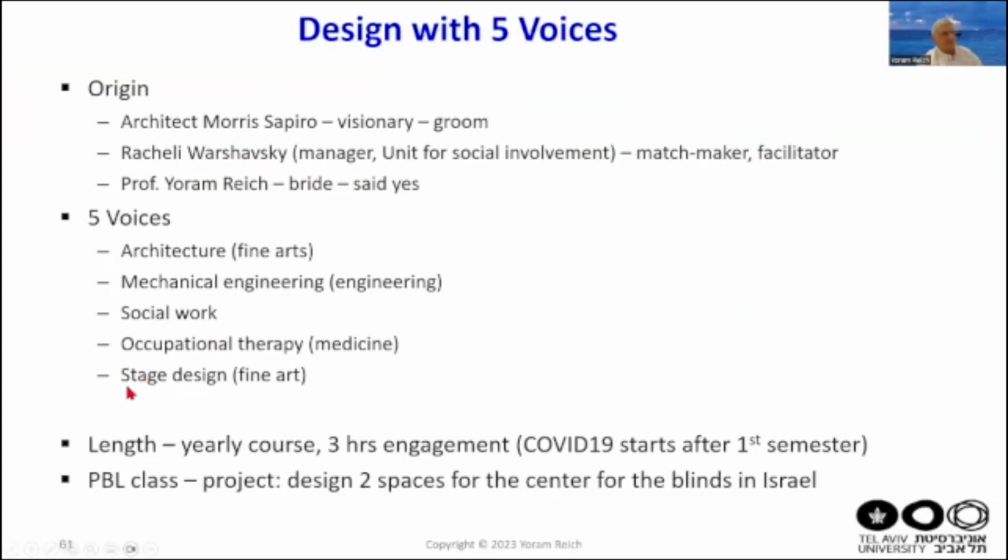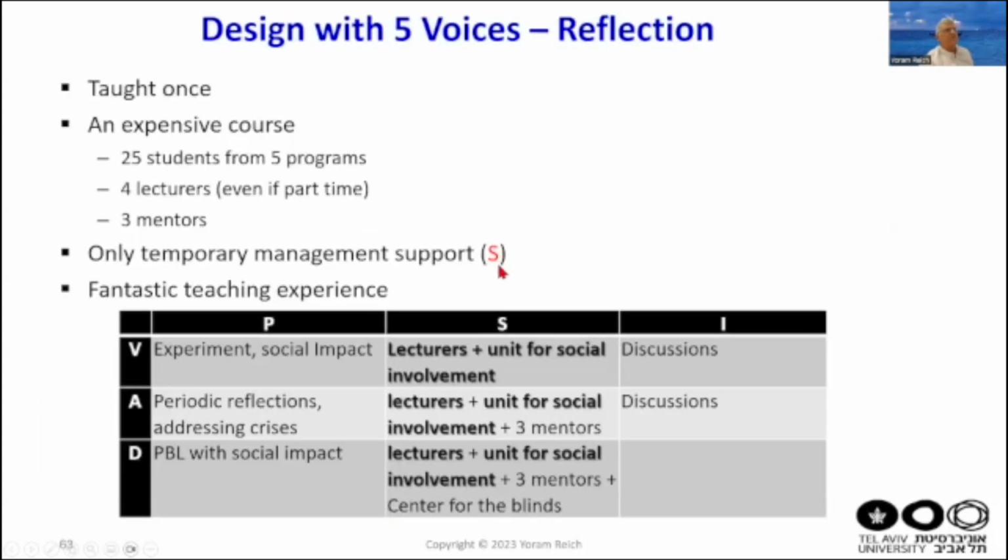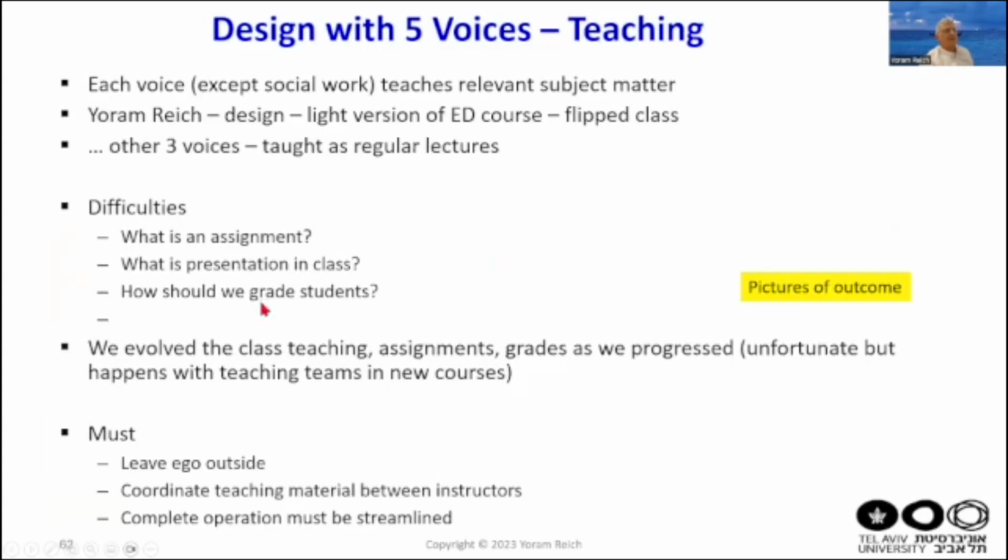So this was a design course. The task was to design spaces for the Center for the Blind in Israel. And students in the class were from architecture, mechanical engineering, social work, occupational therapy, and stage design. Quite a diverse 1-year course, 3 hours of engagement per week. And COVID hit in the middle of the course after the first semester. Yet we managed to complete some delivery to that center. But for example, some of the issues that we had to think about, for example, what is an assignment?